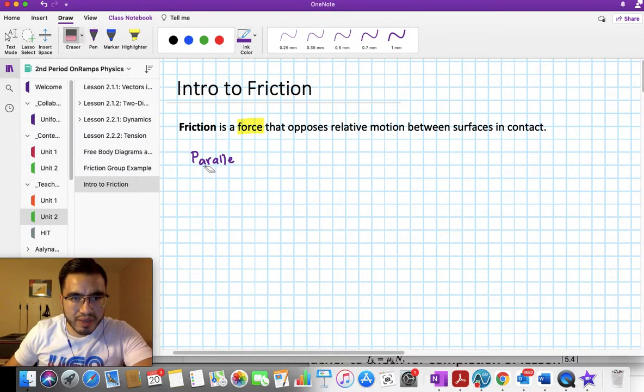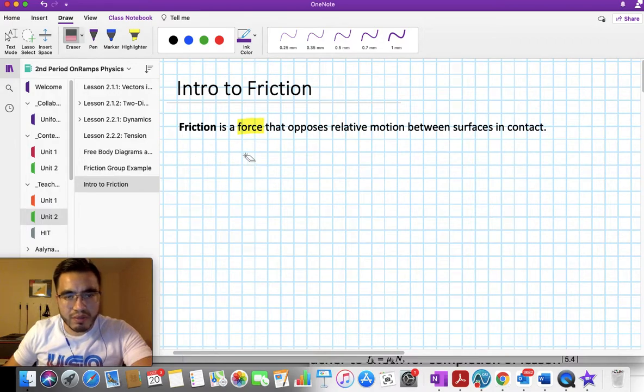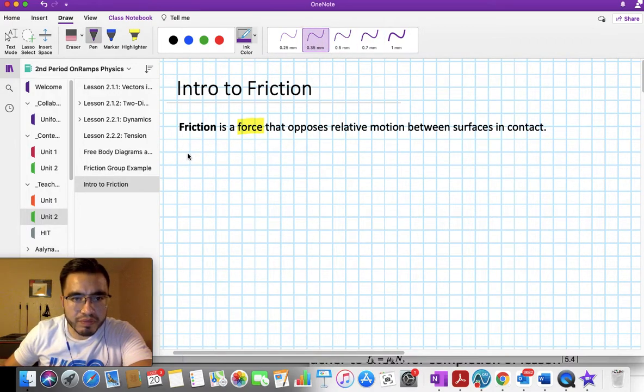Oh, what's wrong with my handwriting? Let's try this again, guys. I don't know what's happening. My OneNote is being weird. Do you see that?